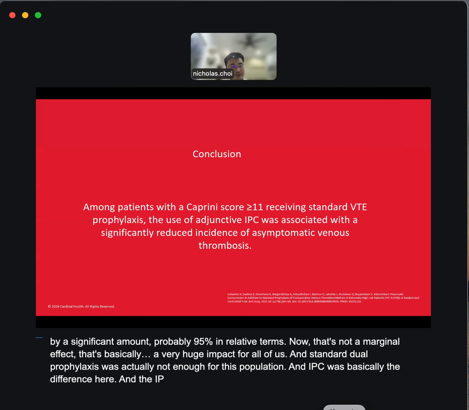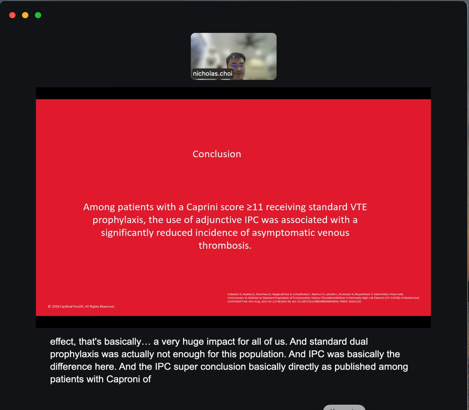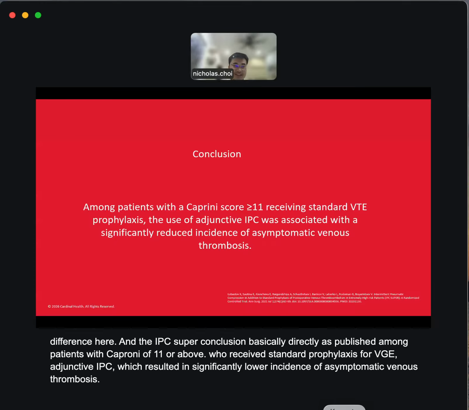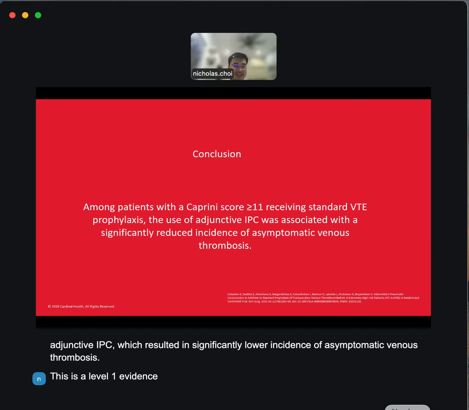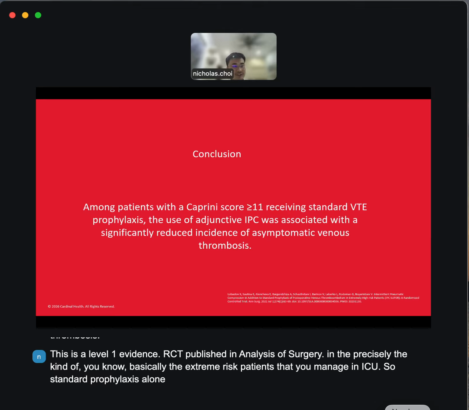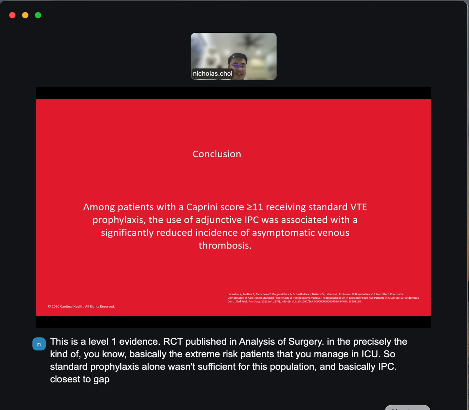And the IPC study conclusion, directly as published: among patients with Caprini of 11 or above who received standard prophylaxis for VTE, adjunctive IPC resulted in significantly lower incidence of asymptomatic venous thrombosis. This is level 1 evidence, an RCT published in Annals of Surgery in precisely the kind of extreme-risk patients that you manage in the ICU. So standard prophylaxis alone wasn't sufficient for this population, and IPC closes the gap in this case. So that's the take home from this IPC study.